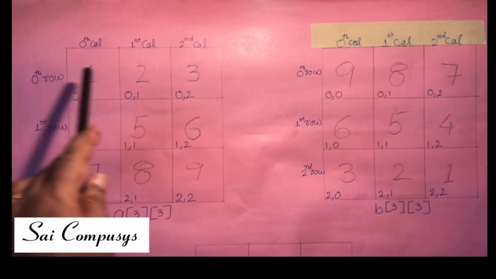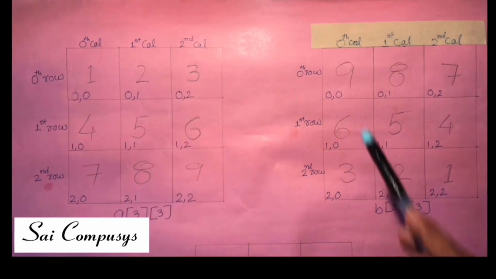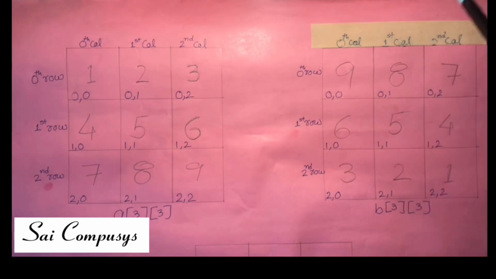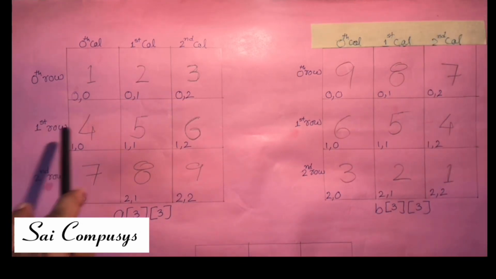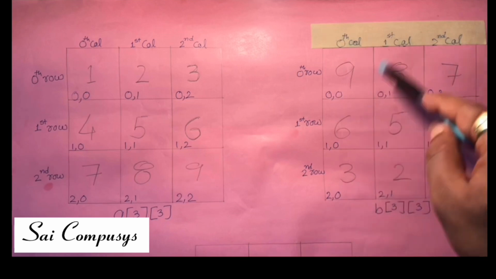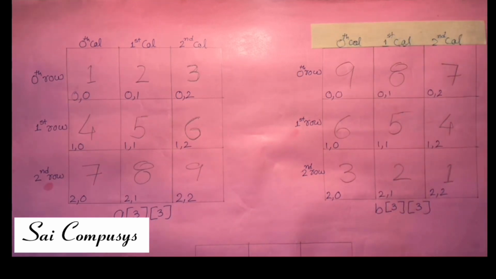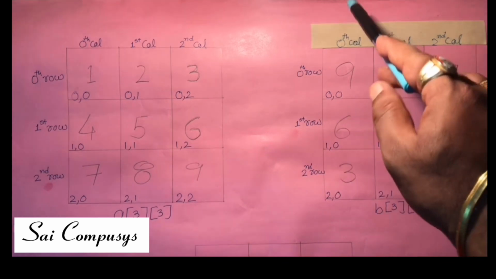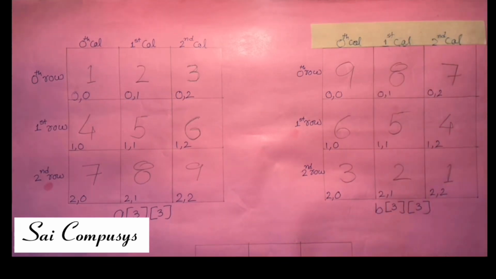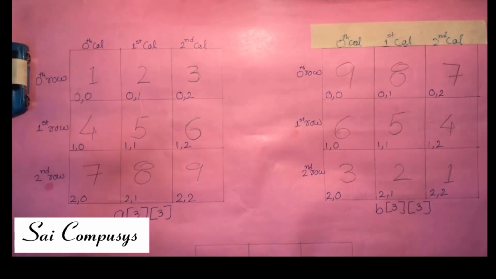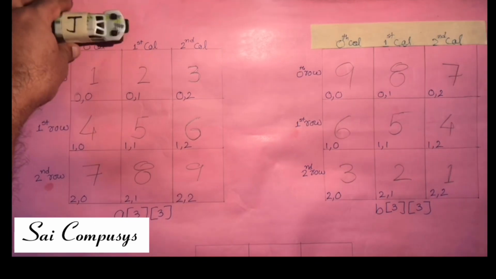Multiplication is where elements of the 0th row are multiplied with elements of the 0th column, first column and second column. Elements of the first row are multiplied with 0th column, first column, second column. Elements of the second row are multiplied with 0th column, first column and second column. So it's not about multiplying the corresponding elements. So now usually what happens is we define the variables i j for the matrices. This is what we usually do.